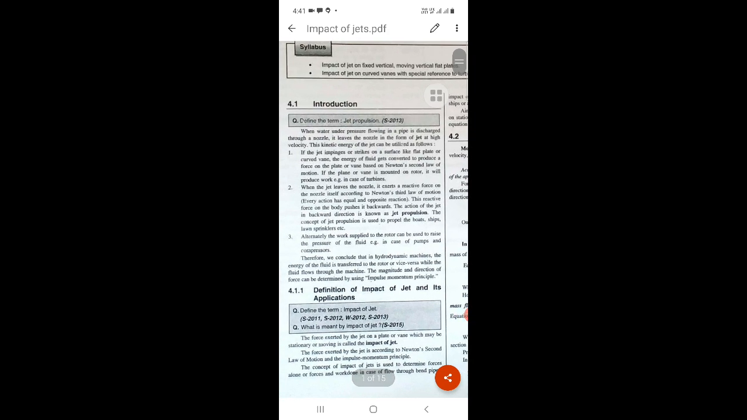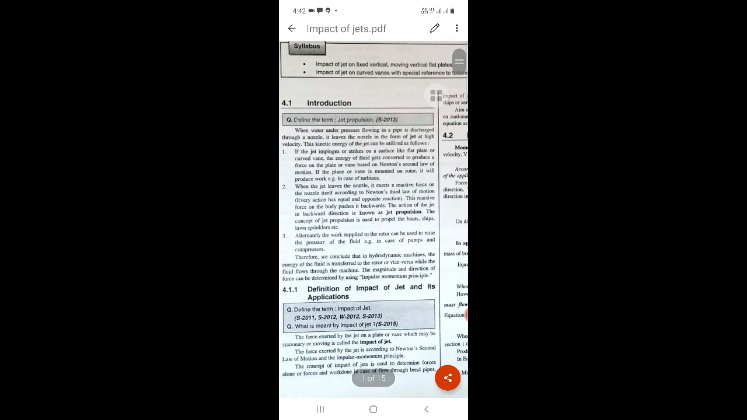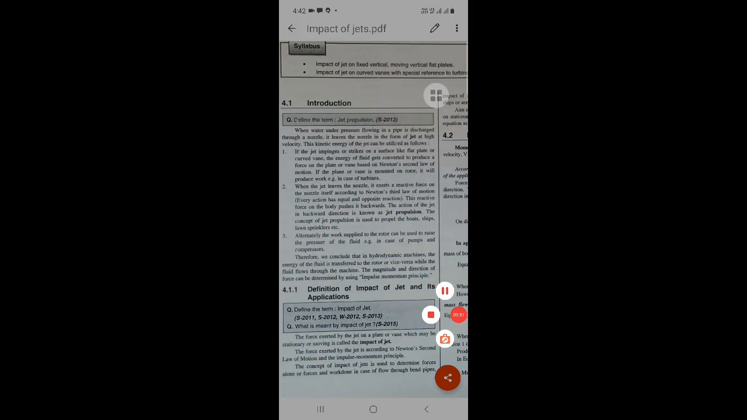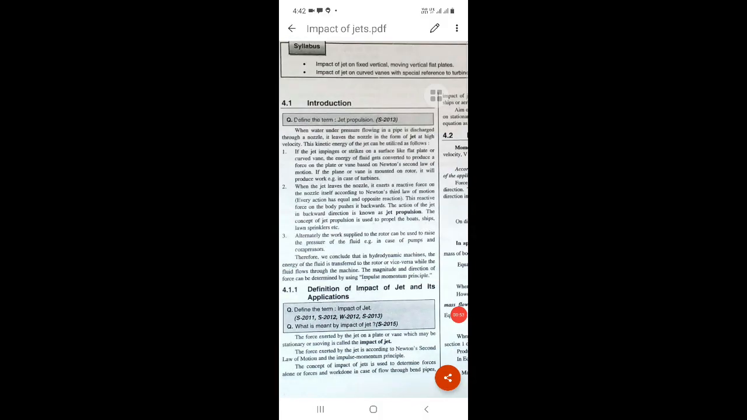In jet propulsion, when water under pressure flowing in the pipe is discharged through a nozzle, it leaves in the form of a jet with high velocity. Due to that, pressure energy is converted into kinetic energy. It consists of three cases. If the jet impinges on a flat plate or curved plate, the energy of the fluid gets converted and produces force on the plate by Newton's second law of motion.